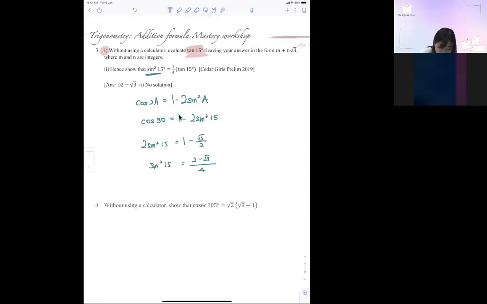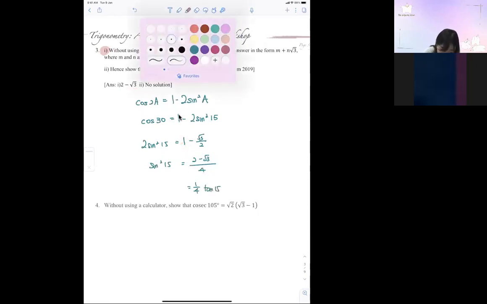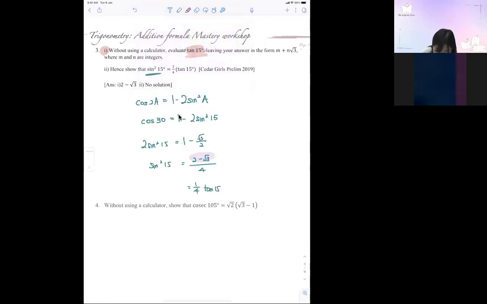Am I right? Because this is 2 over 2. So 2 minus square root 3 over 2, divided by 2, is 2 minus square root 3 over 4. And what is 2 minus square root 3? 2 minus square root 3 is tangent 15. So this whole thing I changed to tangent 15. You get 1 over 4 tangent 15. This one, change to this one.